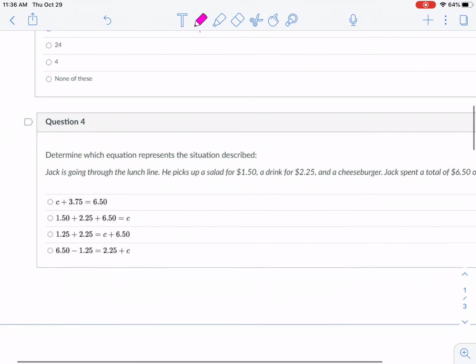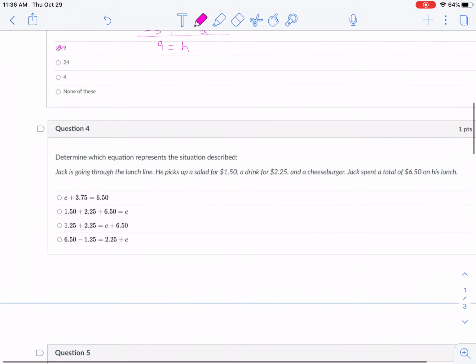And then on this one, it says determine which equation represents the situation best. It says Jack is going through the lunch line. He picks up a salad for $1.50 and a drink for $2.25. And then it says and a cheeseburger. It doesn't say the price, but it has a cost. It said Jack spent a total of $6.50. And so I would look $1.50 plus $2.25 plus C equals $6.50.